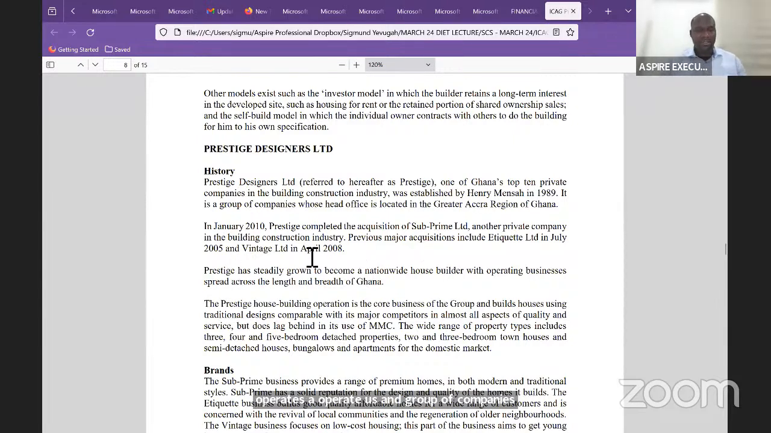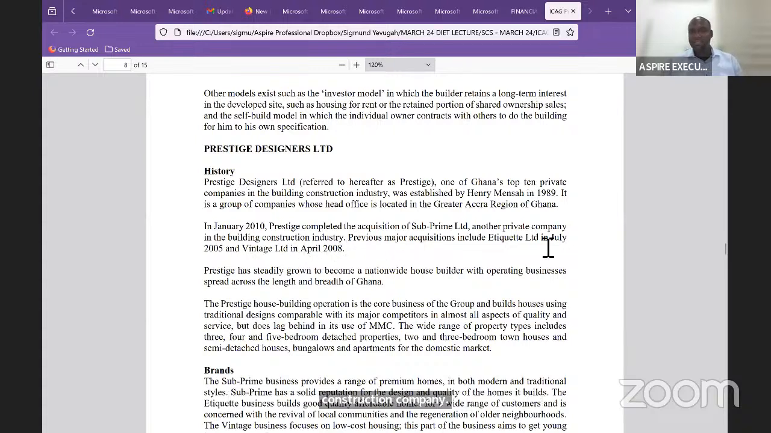Exactly. So one thing that is left to be known is to know the subsidiaries that have been acquired and what they are into specifically. Very important, because they told us here that Prestige completed the acquisition of Subprime, another private building construction company.